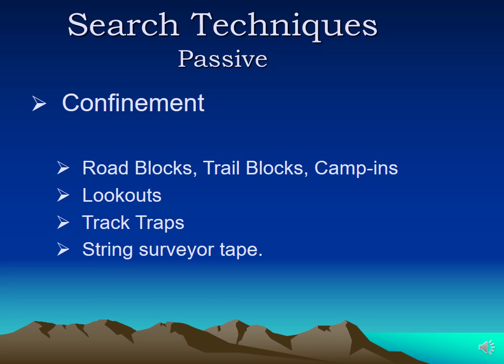In passive techniques, the effort is made to establish a search perimeter which may likely encompass a subject and beyond which they are unlikely to pass without being detected. Confinement uses terrain and natural catching features as well as man-made tools. Confinement could include roadblocks, trail blocks, camp-ins, lookouts, track traps, which are an area that has been cleared of track sign and in which the subject might then leave sign. String bright colored surveyor tape across a path that a subject might run into.